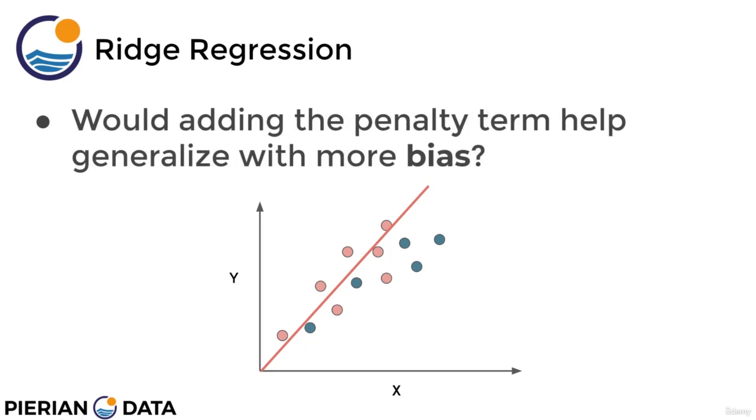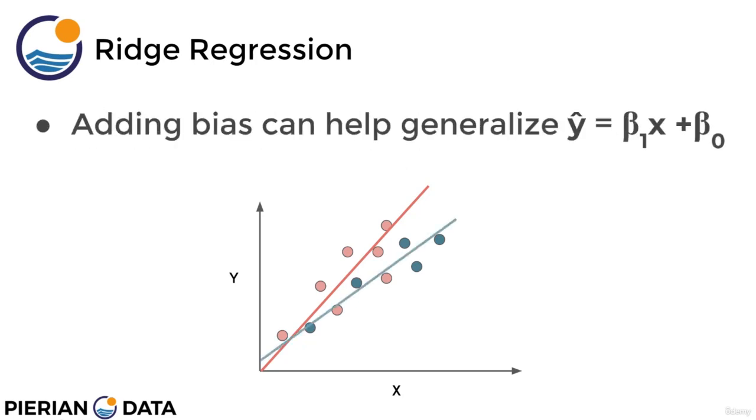So let's think about this. Would adding the penalty term help generalize with more bias? So adding bias can help generalize this formulation in solving for the beta coefficients. So we can see here we have this blue line that has a little more bias, and the reason we can say it has more bias is because you notice it's not fitting as well to the actual red points in the data set. So it's more biased and it's not picking up as much noise or variance. So it's going to get not as good of a fit to the training data, but the idea would be that when it comes to new unseen data, overall it gives you a better fit in the long term.